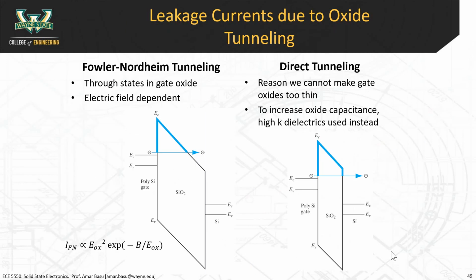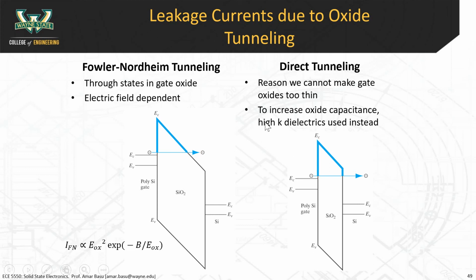All right, and the last effect that I want to talk about today is leakage currents due to oxide tunneling. There are two types of tunneling mechanisms, and the context I'm going to give you right here is, remember I said that when you're scaling the transistors, you're making them smaller. You have to scale the gate oxide thicknesses as well. So the gate oxide thicknesses become thinner and thinner. And one of the issues with having very thin gate oxides is oxide tunneling.